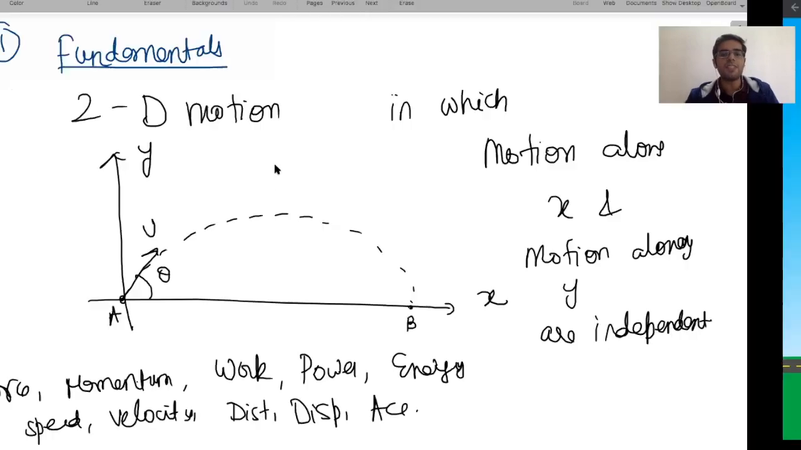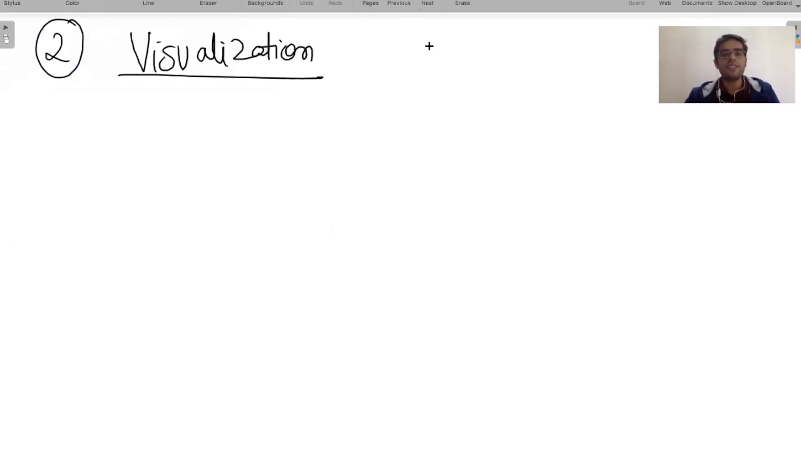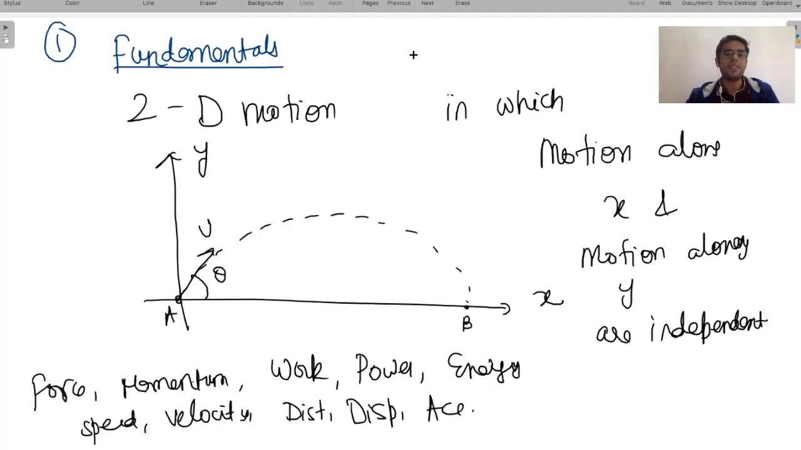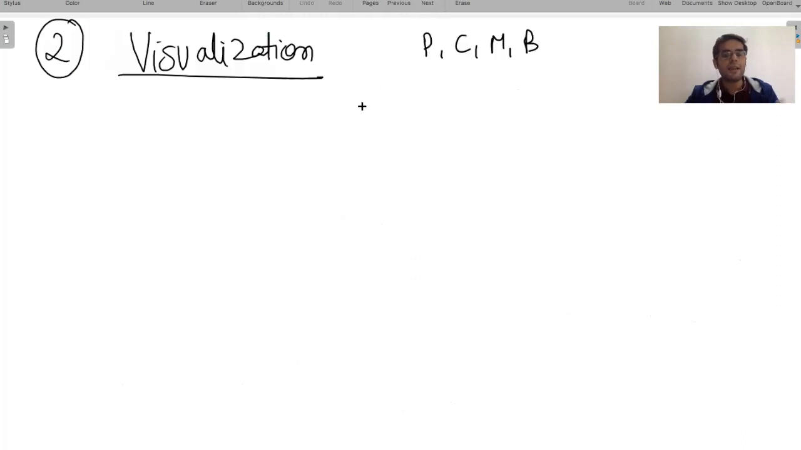Okay, the second step is visualization. So whether you're studying physics, chemistry, maths, or bio, this works for all the subjects, although the session is targeted towards physics, because in this we take examples of physics fundamentals, but these concepts that I'm telling you are very, very relevant for the other subjects also.